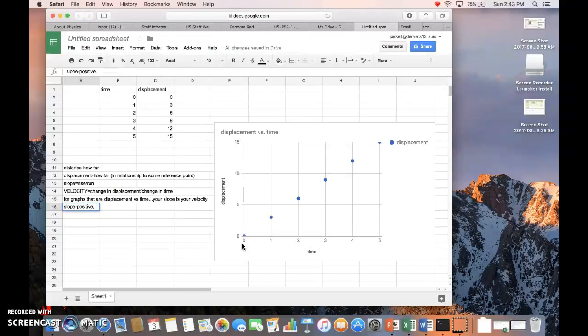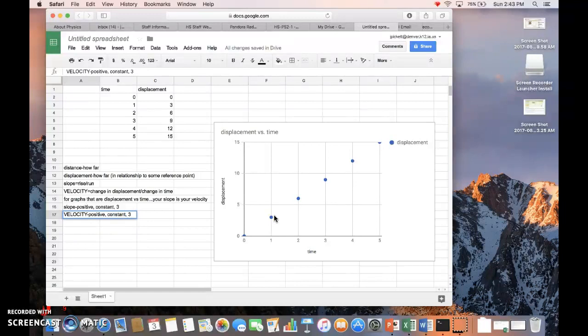I know it's constant or linear, and I also know what the value is. It looks like it goes up 3 and over 1, so the slope value is actually 3. And so if the slope value is positive, constant, and it's 3, that means my velocity is positive, constant, and also has a value of 3, specifically 3 meters per second. Sweet, awesome. So we know a little bit about velocity.